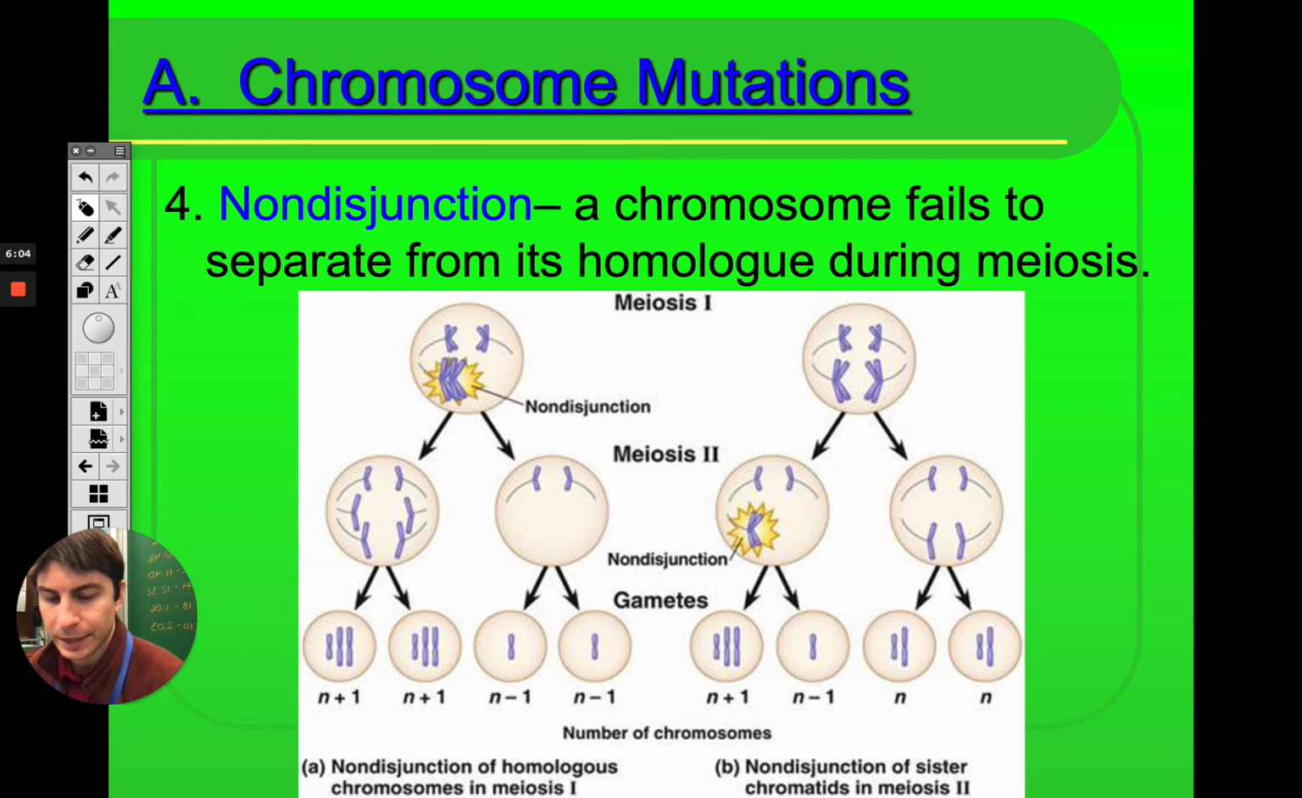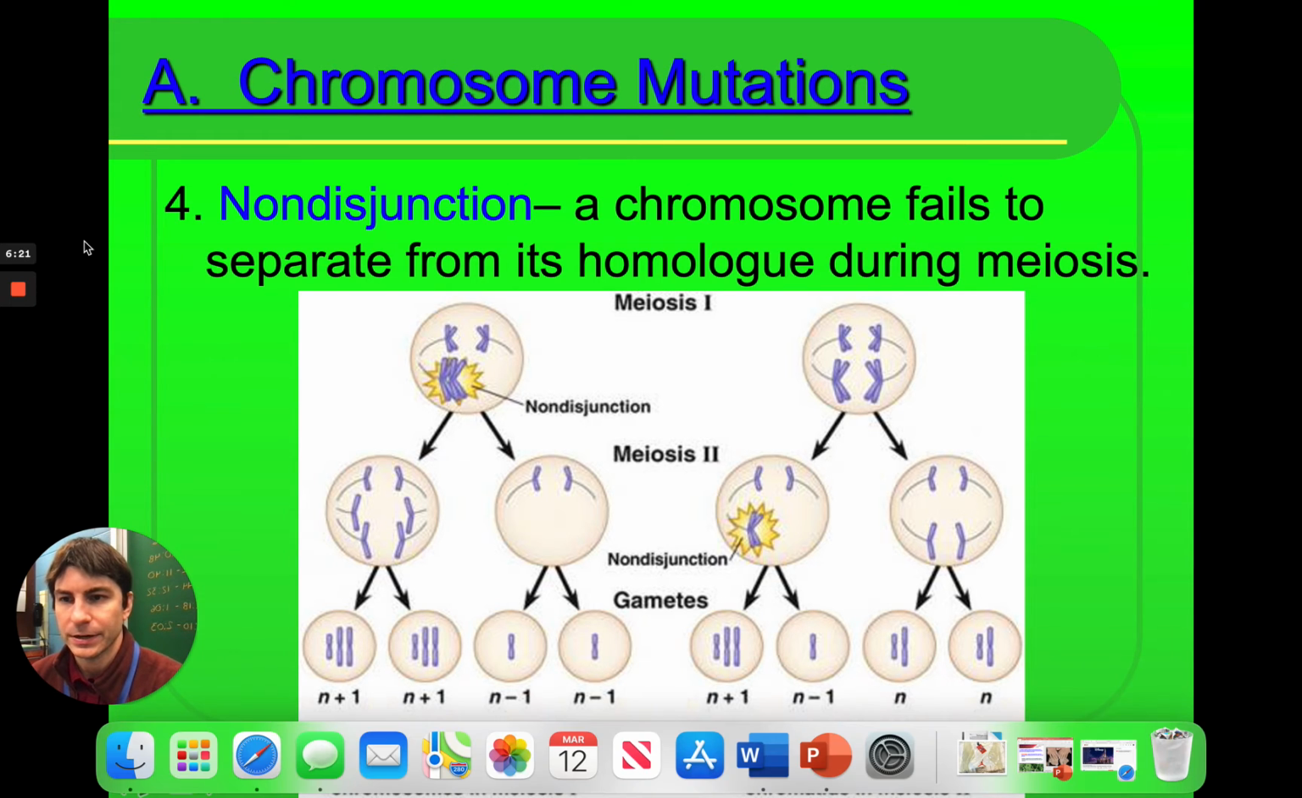Okay, the next one, and this is the one I kind of touched on. It's called non-disjunction. So here is what happens. Non-disjunction is our chromosomal mutation that is very, very, very bad. And usually on the Keystone, this is the one they like to put on, just because it is so serious.